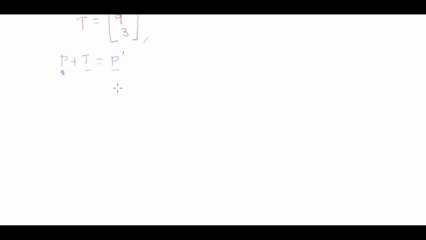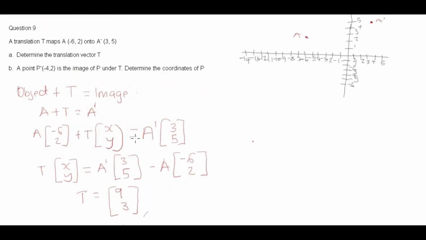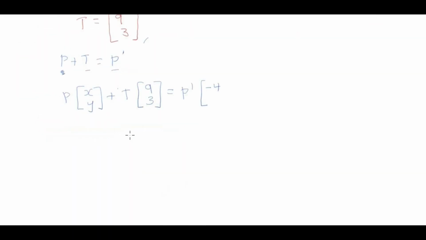So it is P, which we don't know, plus T, which we know, 9 3, is equal to P naught. P naught is negative 4 2. Negative 4 2.